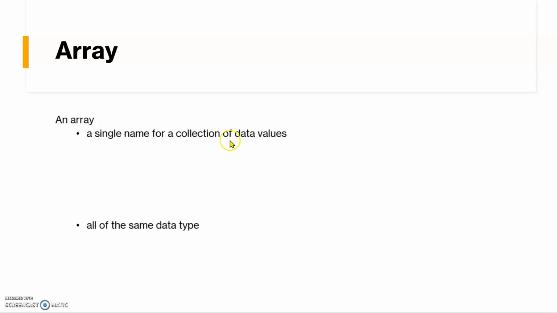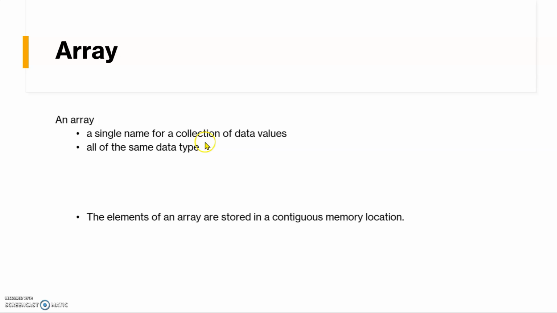Okay, so we can say an array is a single name for a collection of data values. That means with a single variable name we can have a collection of data values, and all these values we are going to store in that variable should be of the same data type. We can store more than one value, that is obvious, but all those values should be either integer or float or character or double. That means we can't have a mixture of data types. All the values should be of the same data type.